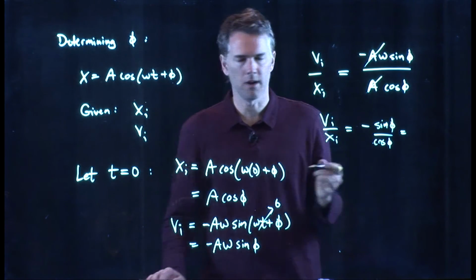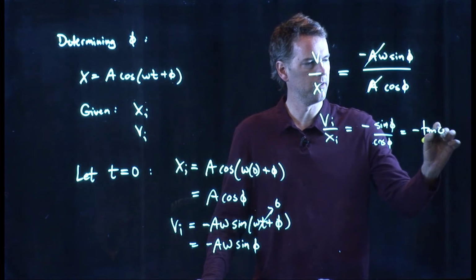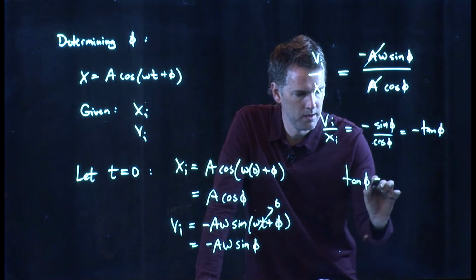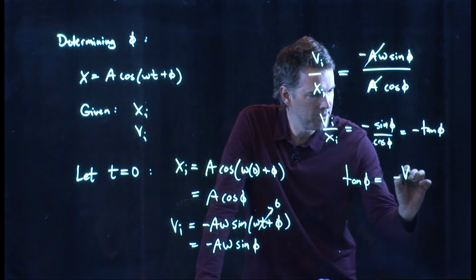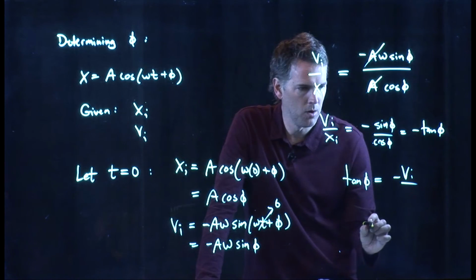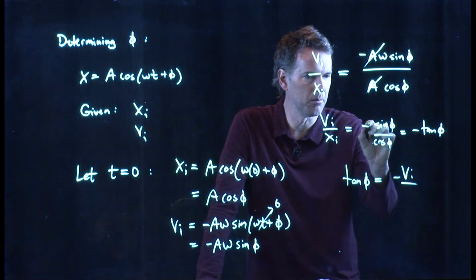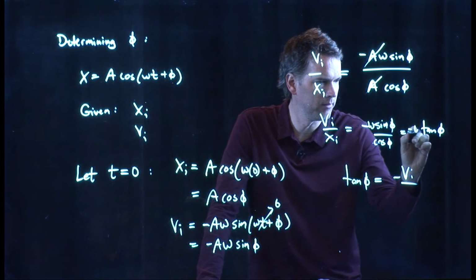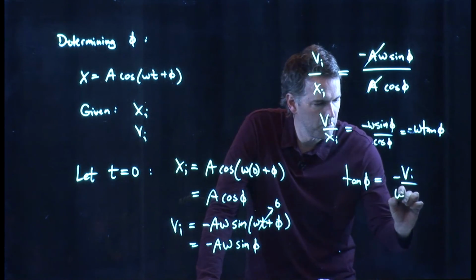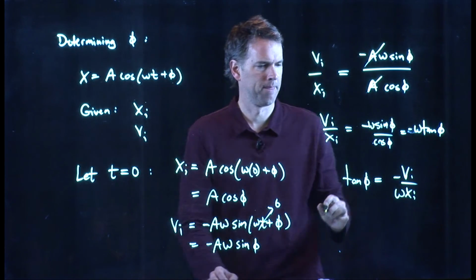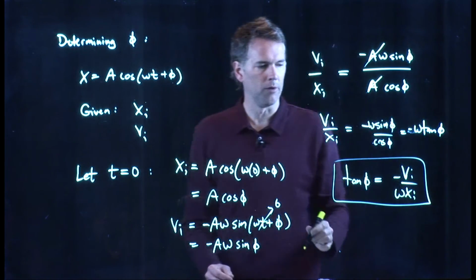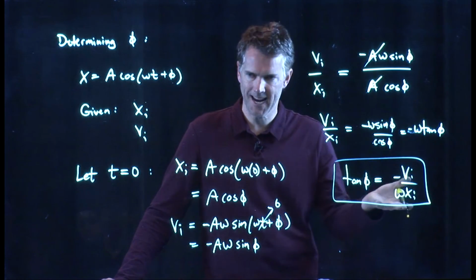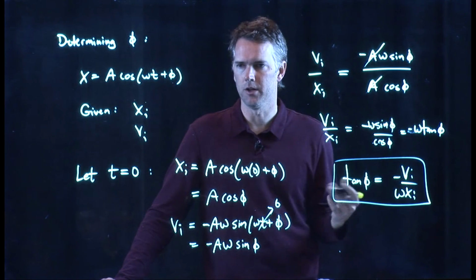But sine over cosine is tangent of phi. And so there's this very nice way to determine phi. You write tangent of phi is negative vi over, and we forgot something here, right? We had an omega sitting right there. Let's get that back in. Negative vi over omega times xi. So if you're given the starting conditions, vi and xi, and you know omega, all you have to do is take the arctangent of that stuff, and you can determine phi.